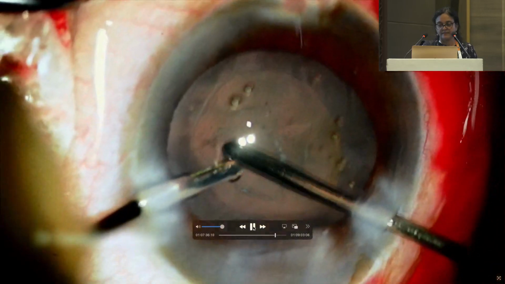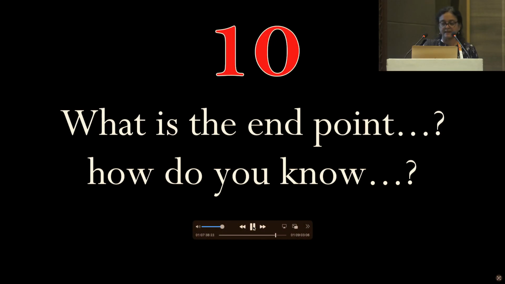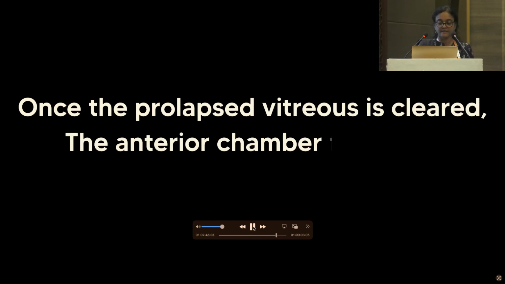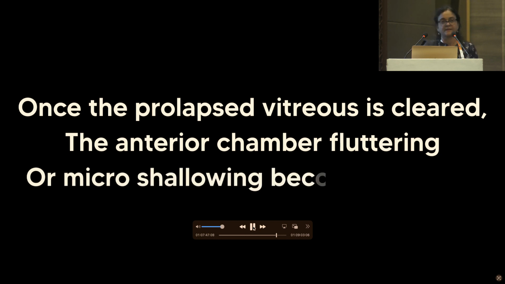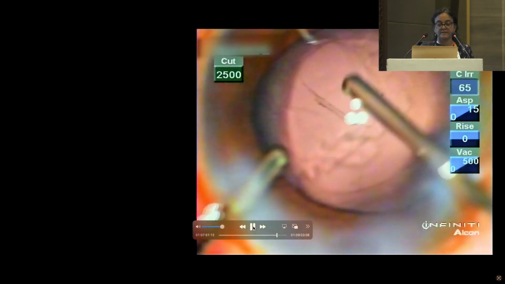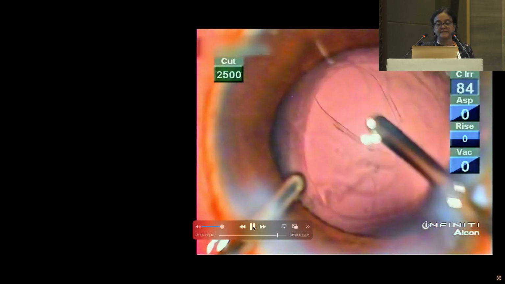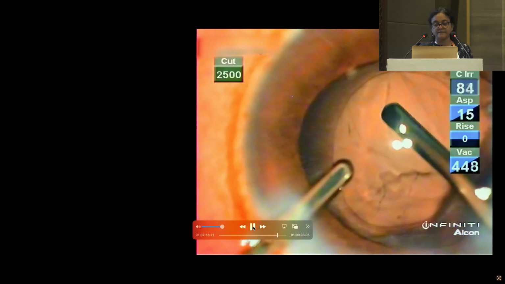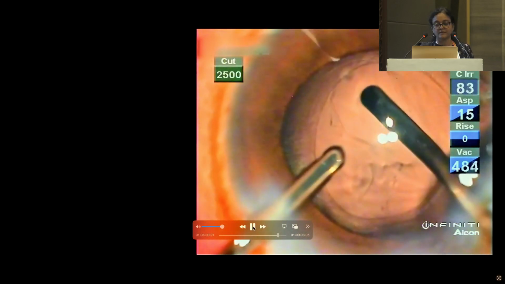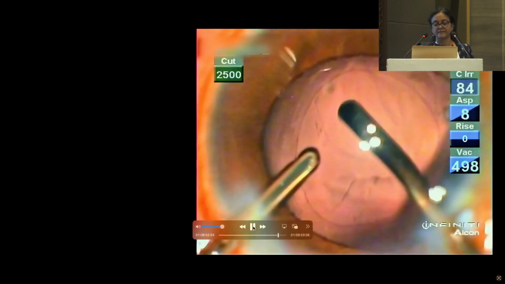We see that sometimes the triamcinolone gets into the vitreous cavity, but that will resolve over a period of time. What is the end point of vitrectomy? Once the vitreous is cleared from the anterior chamber, sometimes you see the fluttering of the posterior capsular tear edges, which were held by the vitreous initially. Now, once the vitreous is free from those edges, the fluttering starts to occur. This is almost that you have reached the end point of vitrectomy.